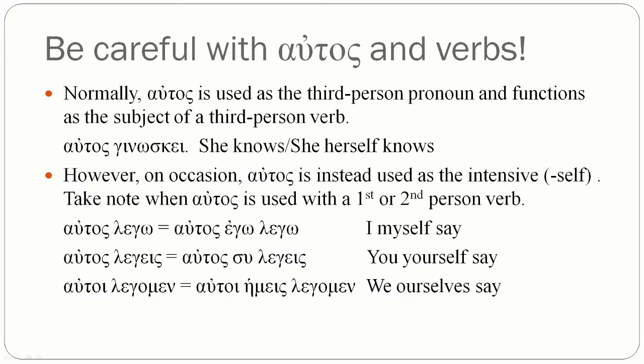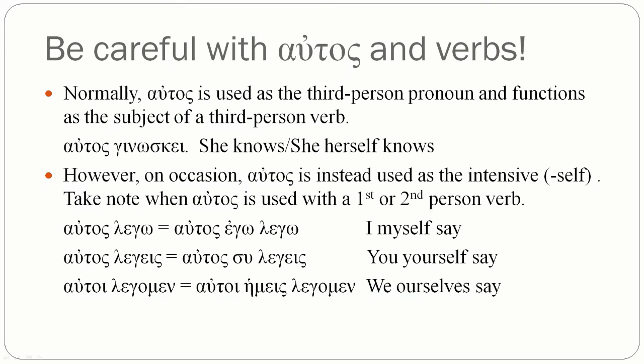So why is autos there? Autos is third person. This should be ego, right? Ego lego would mean I say. But here it says autos. Autos is third person, lego is first person, so what's going on? What this is really saying is, autos lego means the same thing as autos ego lego. That ego doesn't get said, and the autos sort of takes its place.